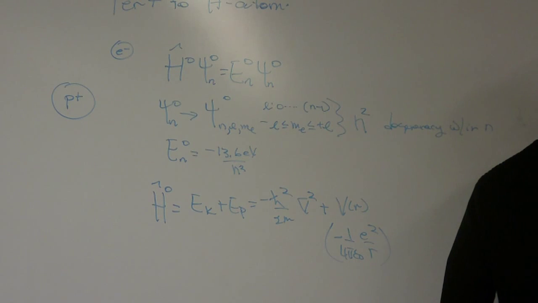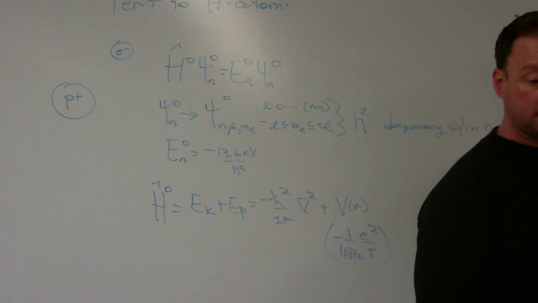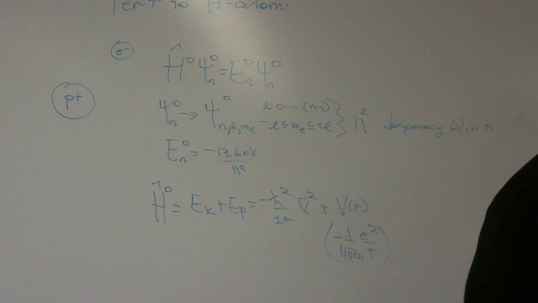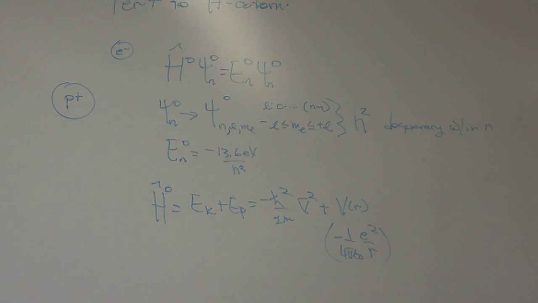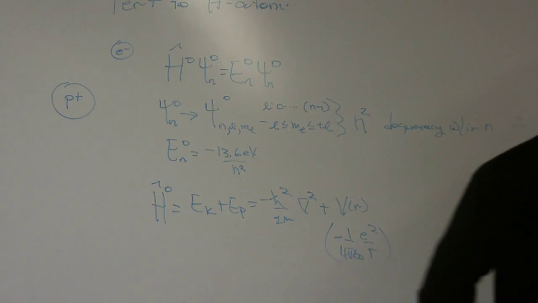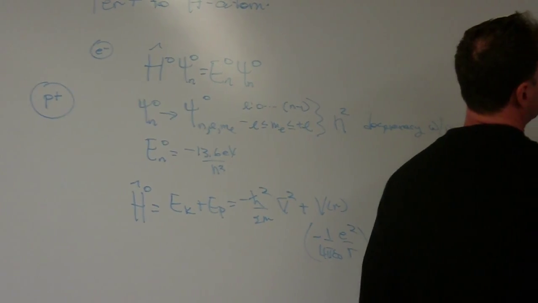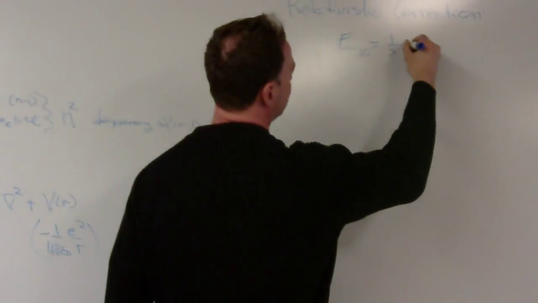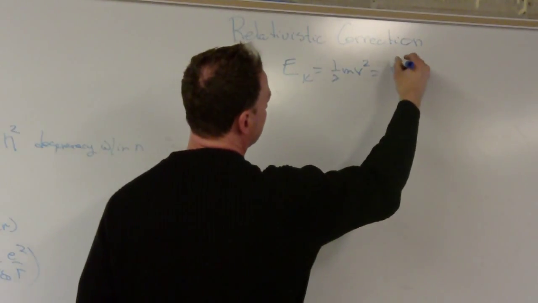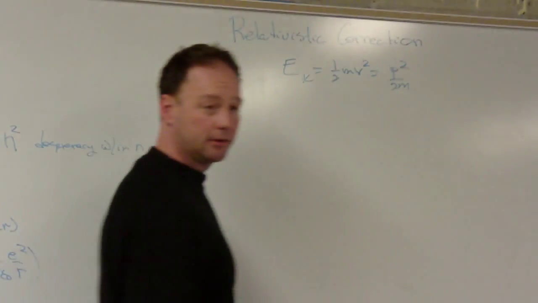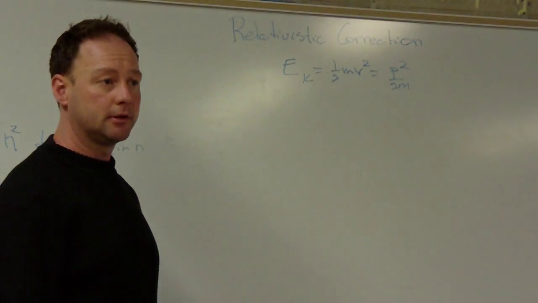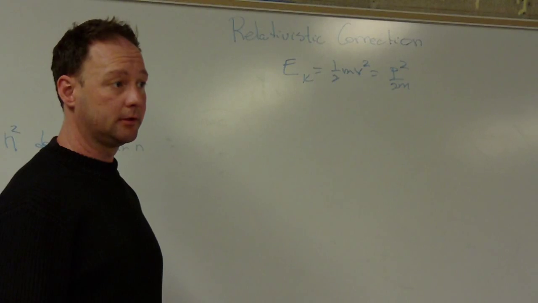Okay, why are we interested in relativistic correction? Because Schrodinger's equation is not relativistic. You have to make it relativistic first. Okay, so we have to make it relativistic. Okay, before we had EK equals 1/2 mv squared equals p squared over 2m. All right, is that relativistic? No. That is not relativistic.